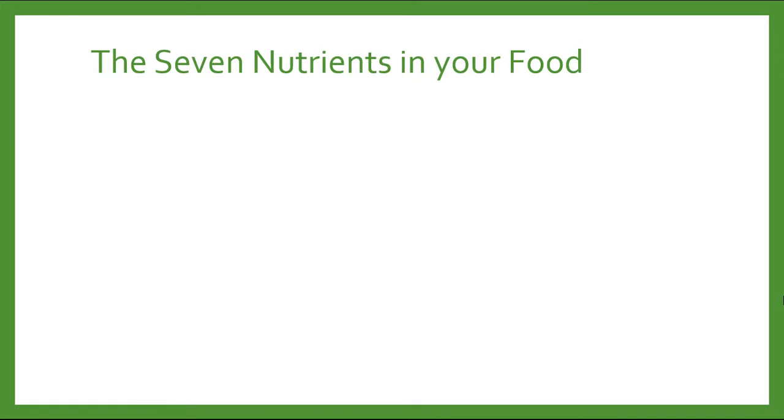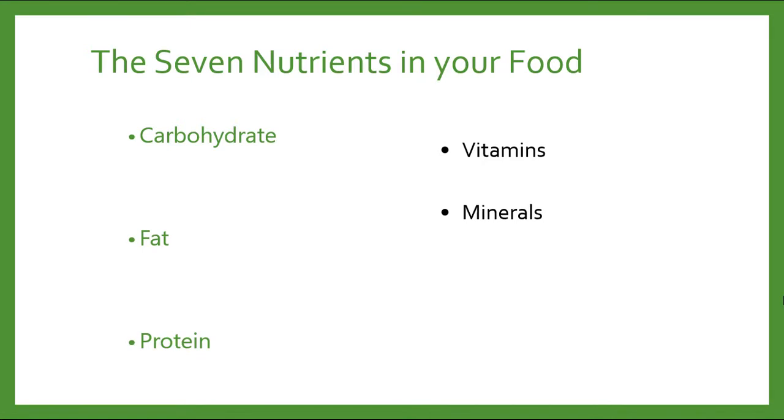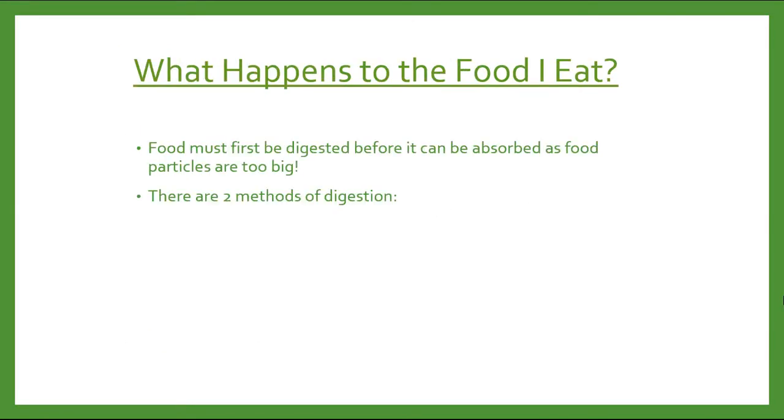So the 7 nutrients in your food that we need for all of these functions are the carbohydrates, fats, and proteins, and also vitamins, minerals, and fibre. And while not strictly a nutrient, water is also essential for healthy function of the body.